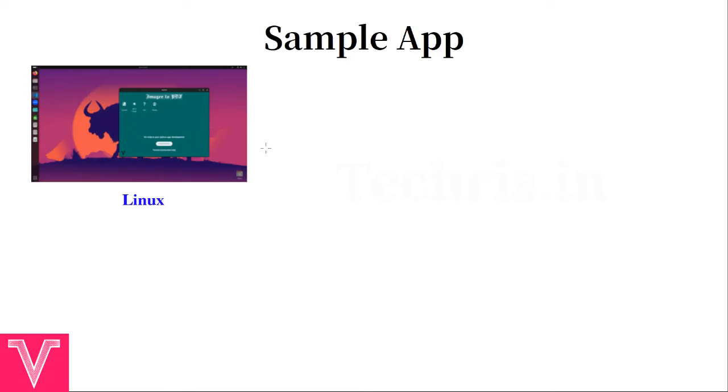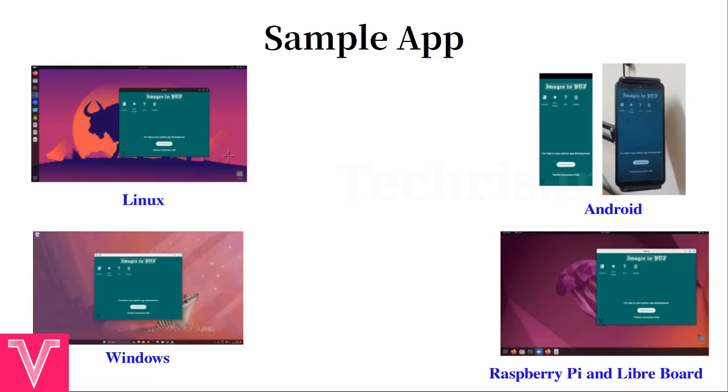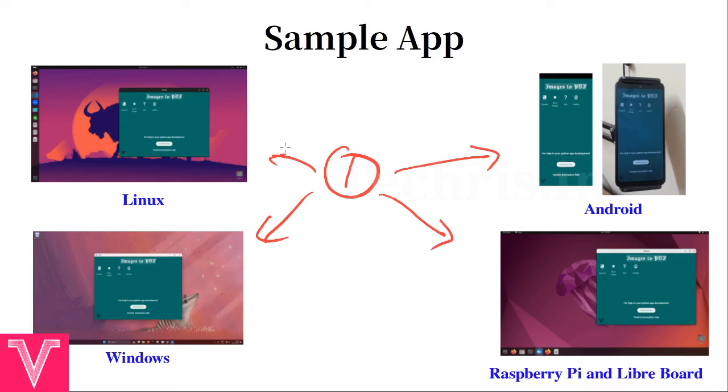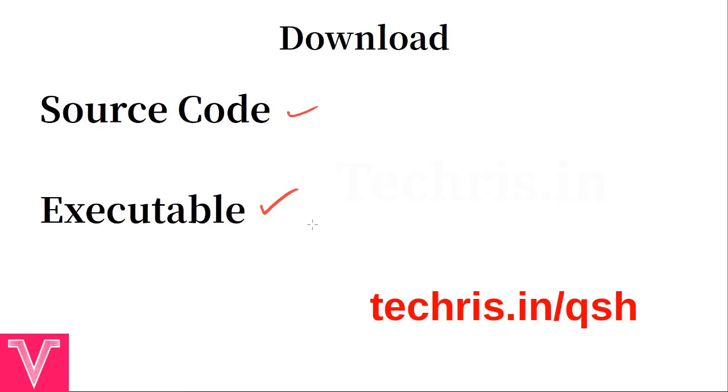We have applied all these principles. We have created a sample app for all these operating systems, which is an image to PDF converter. This is available for Linux, Android, Windows, and Raspberry Pi and Libre computer. We have written the code only once, and the same code is converted to all these executables by using these installers. So this will reduce your time as you write your Python code once and deploy in all these as executables. You can download the source code and executable for free at this link.